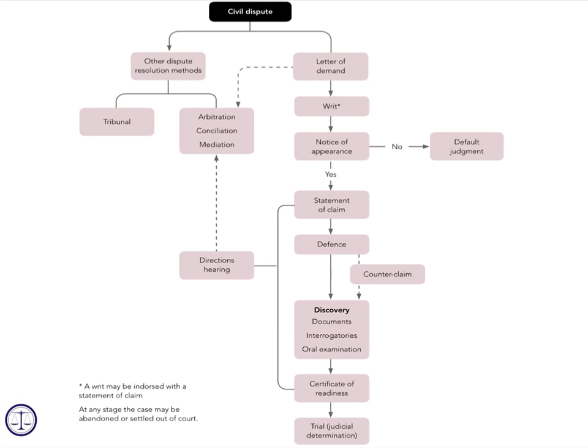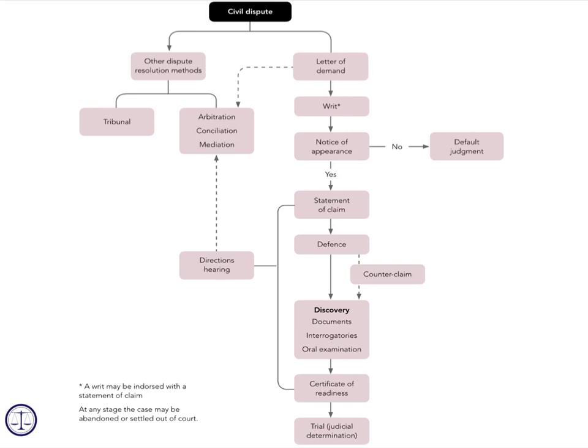If the defendant wants to actually appear in the court and defend what they have done, they will have to file a notice of appearance. If they don't file the notice of appearance, they will get what is called default judgment, in which case the case is decided against them by default.